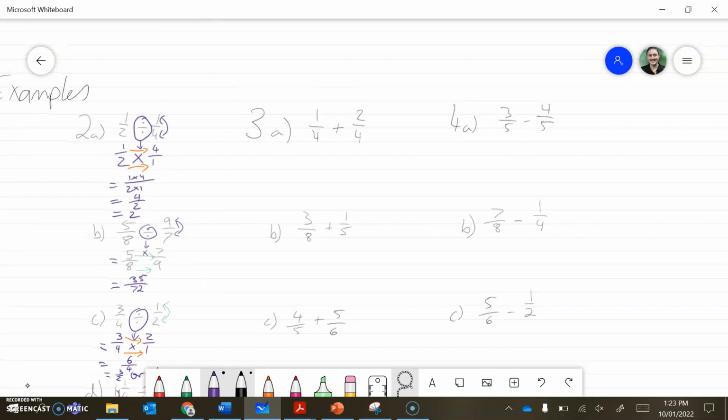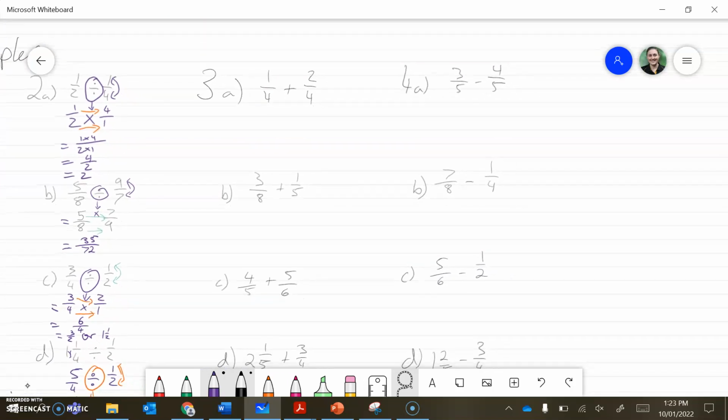Okay, we then come into doing our addition. So remembering that for addition, we must have a common denominator. So first of all, I have a look here. I've got a quarter plus 2/4. Both have a denominator of 4. That is a common denominator, so I can go straight away. So then what I'm going to do is I have my common denominator written, and then I perform the addition. So 1 plus 2. So here, our solution is 3/4.